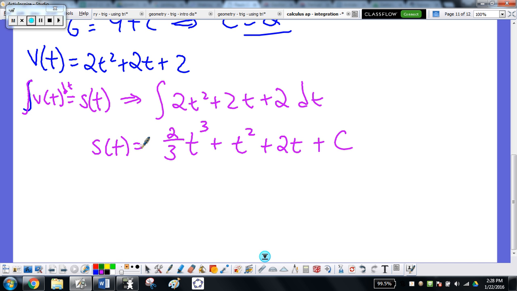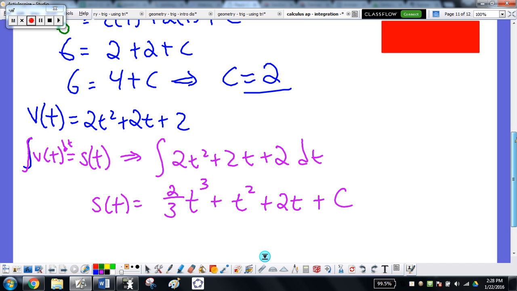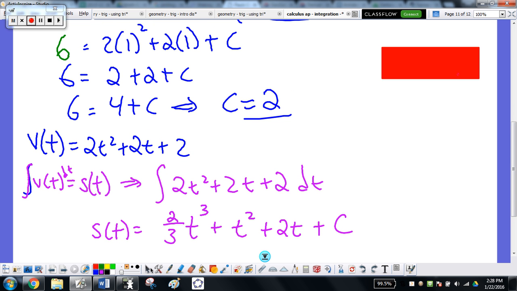Let's make sure I did that right. 2, right, okay. 3 cubed, yeah. 2t plus 2. Okay, well, we still have this plus c. How are we going to get rid of that? Well, we need some more information, don't we? And that's where this thing comes into play.